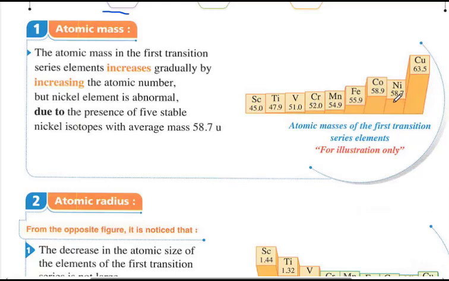So when you are asked about an arrangement of elements inside the first transition series, and which of them is nickel, it means which of them has an atomic mass less than the element which precedes nickel, which is cobalt. Cobalt's average mass is 58.9, but the average mass of nickel is less than cobalt. It is supposed that when we go from left to right the atomic mass increases, but here nickel is an exception or abnormal case.